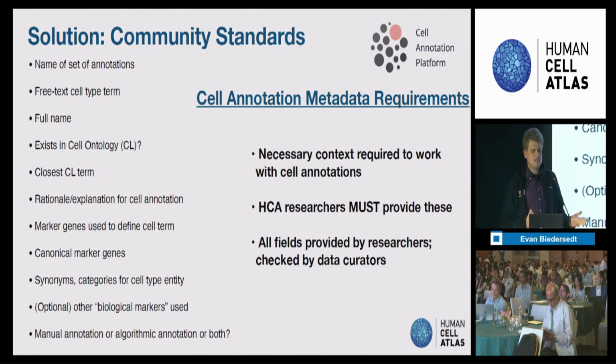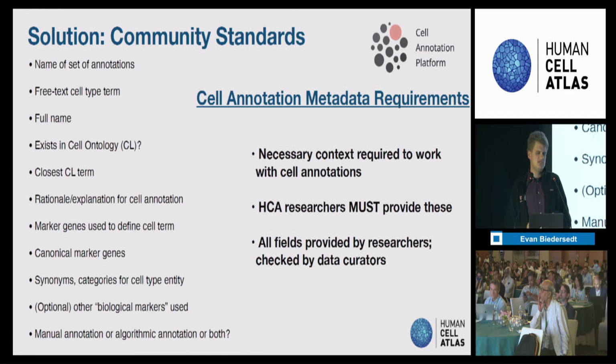So what's the solution? The solution is we need some community standards with how we're actually recording these cell annotations. I don't have enough time to go through each of the definitions in detail, but researchers should be allowed to annotate cells with any term that they wish, and they can use abbreviations as well. We should ask for the rationale and the explanation of why they're providing this annotation the way that they are. What are the marker genes that they use to define that biological entity? And even questions like, what are the canonical marker genes for this biological entity that they're referring to?